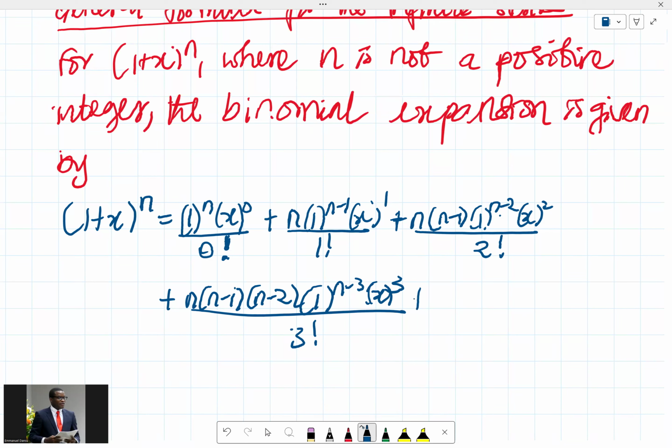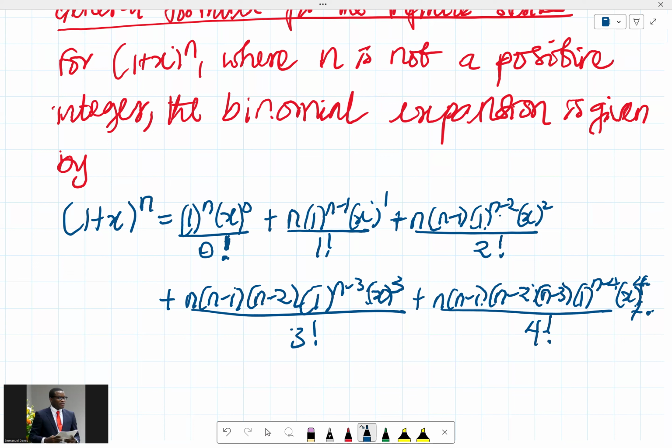Then you can go on and have n into n minus 1 into n minus 2 into n minus 3, then 1 raised to power n minus 4, into x raised to power 4, all over 4 factorial. And that can go on like that. So you just keep following this pattern. And this is a general formula for the infinite series expansion for fractional or negative powers.